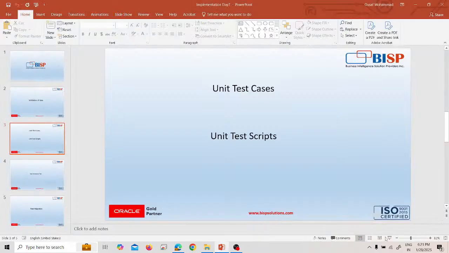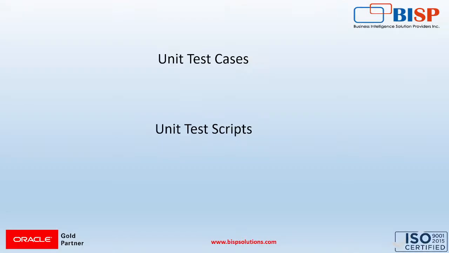So what do we mean by unit test scripts and unit test cases? Unit test cases for data migration, that is from the legacy system to the target system, ensure that individual components of the migration process function correctly before we scale the migration. It means how we extract data, how we transform the data, how we upload it, and data validation as well.